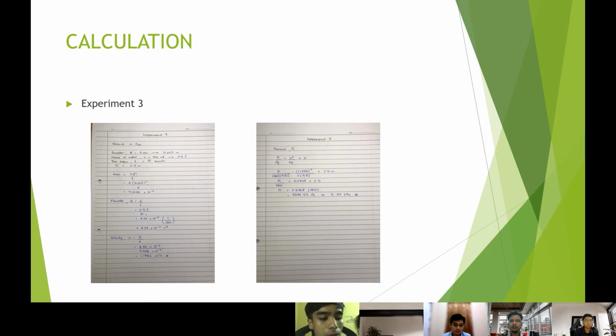And the velocity, we get 1.1784 meter per second. And finally, for the pressure, we get 5,599.55 Pascal, and we convert to kilopascal, we get 5.59 kilopascal.